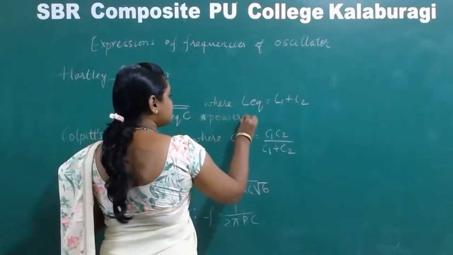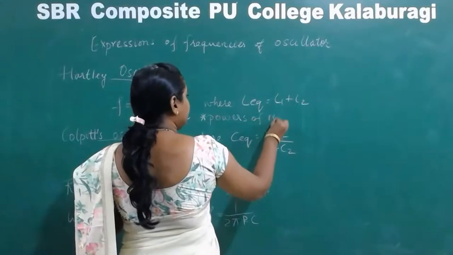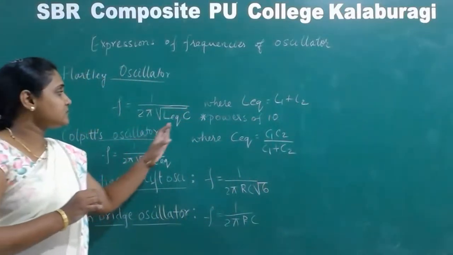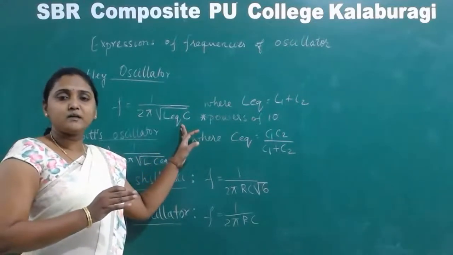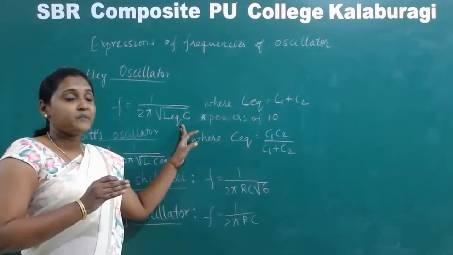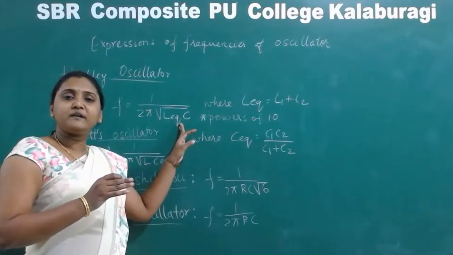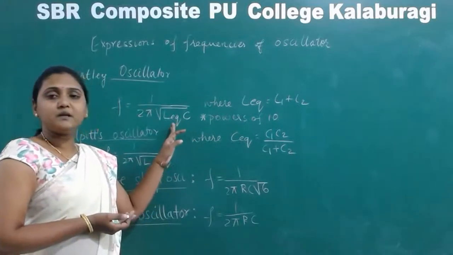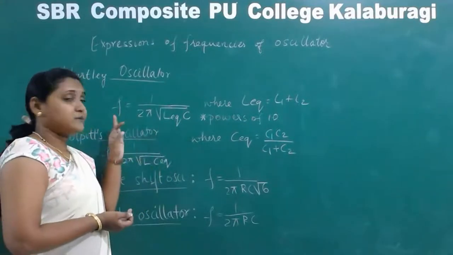Important powers of 10. Under the root, I have told you always maintain the powers of 10 as even so that you can easily take them outside the root, that is directly dividing by 2. If you take an odd number, you cannot perfectly divide it by 2 and you cannot bring it outside the root. So always remember during the calculations of the frequency.